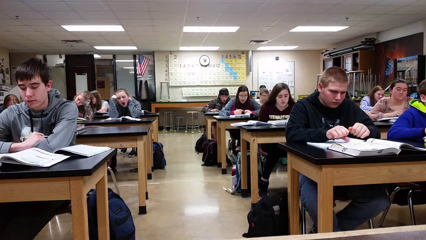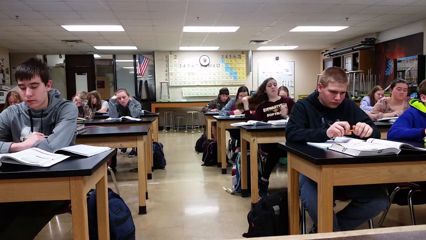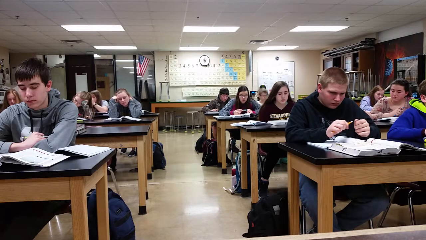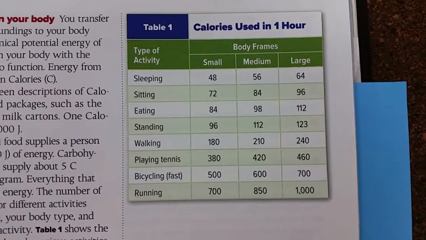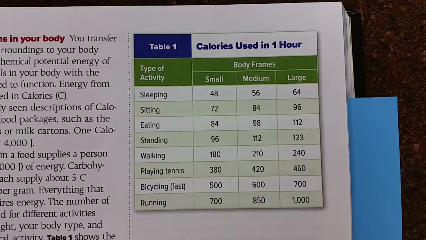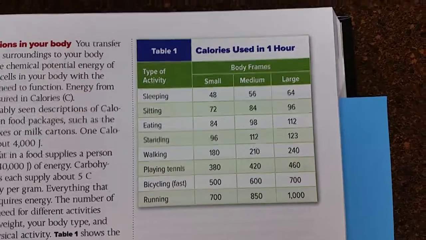Everything that your body does requires energy. The number of calories that you need for different activities depends on your weight, your body type, and your degree of physical activity. Table 1 shows the amount of energy needed to do various activities. Okay, so table 1 there shows even sleeping takes a fair bit of energy, about 56 watts for a medium-sized person.